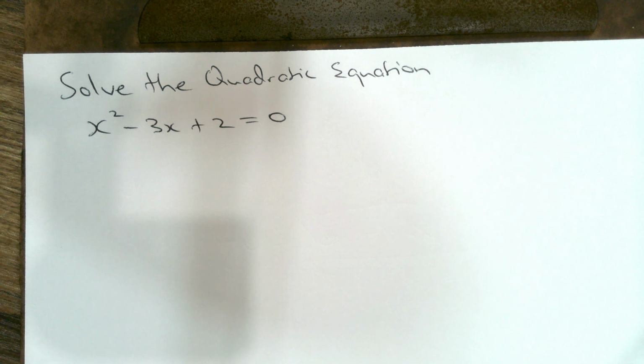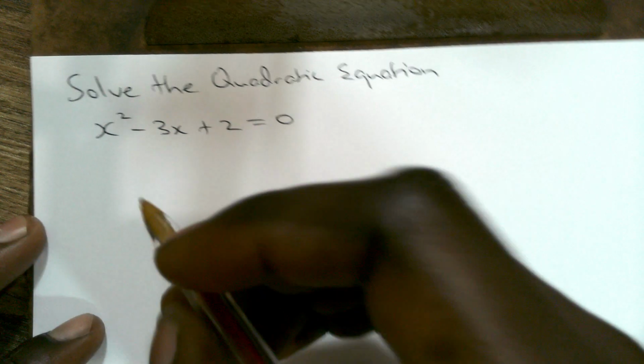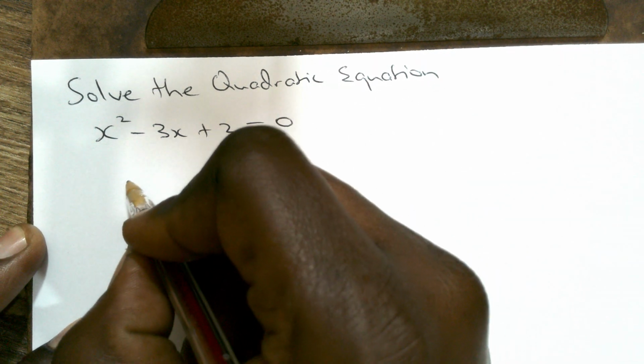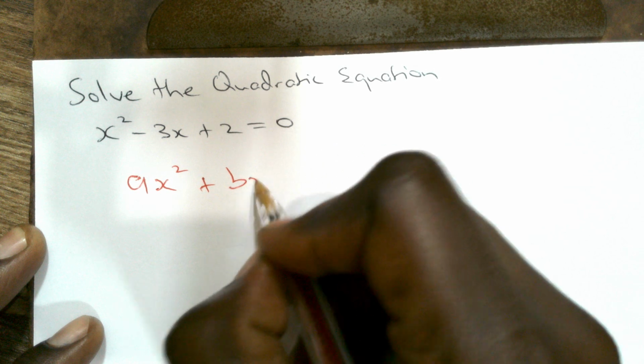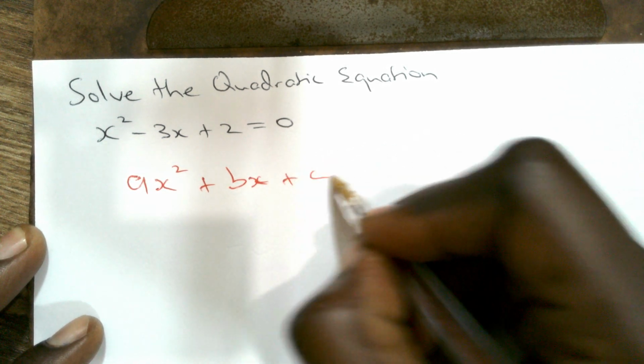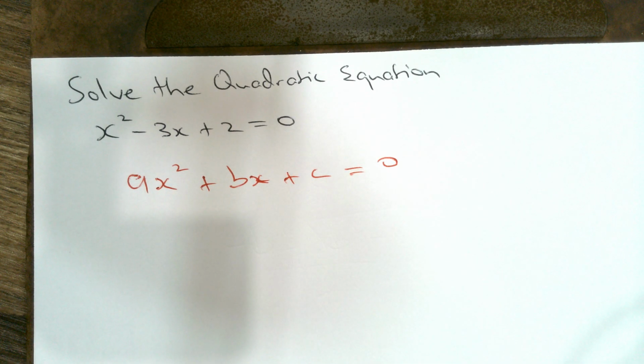Just some background information on quadratic equations before we proceed. A quadratic equation is of the form ax squared plus bx plus c equals 0. This is the standard form of the quadratic equation, where a, b, c are called the numerical coefficients and x is the unknown variable.